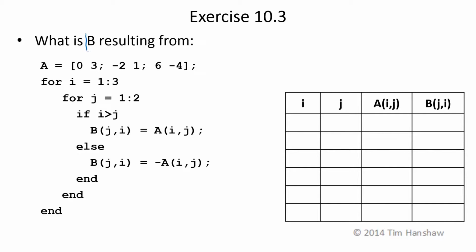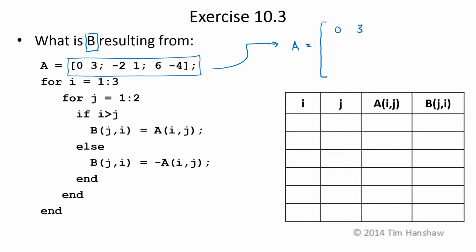We want to find out what values are assigned to B as a result of this set of MATLAB commands. First, we're given a matrix A. It's a two-dimensional matrix that has both rows and columns. I'm going to write that in two-dimensional form. So A is equal to, the first row is 0 and 3. The second row is -2 and 1. The third row is 6 and -4.